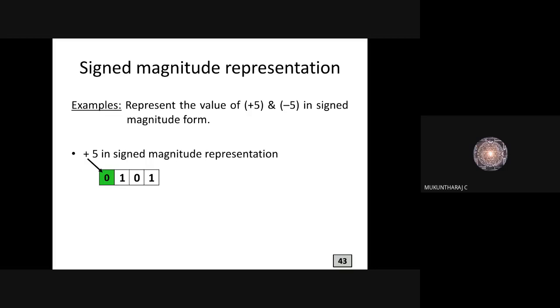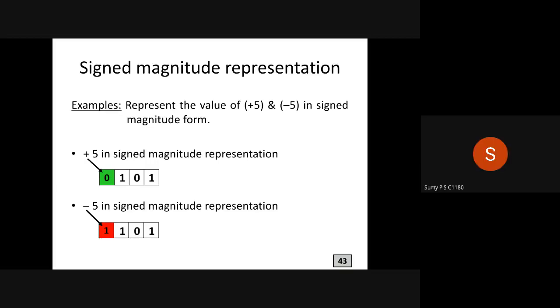One. Okay. Yes, they are typing one, sir. Shalini, Sivabala. So 1 followed by what about the magnitude? Magnitude is 101. So 110.